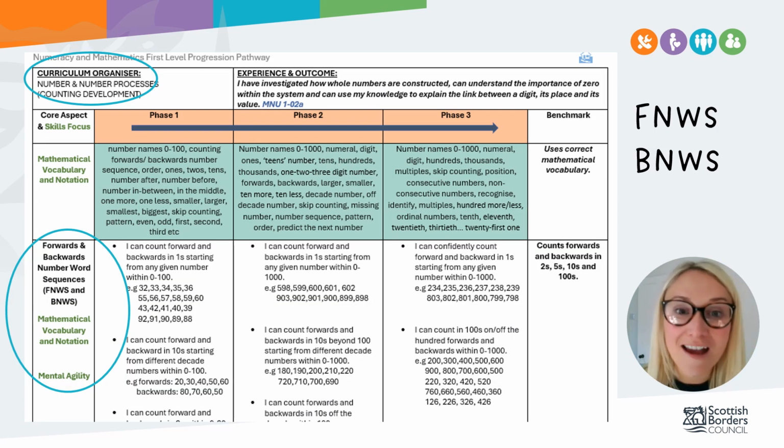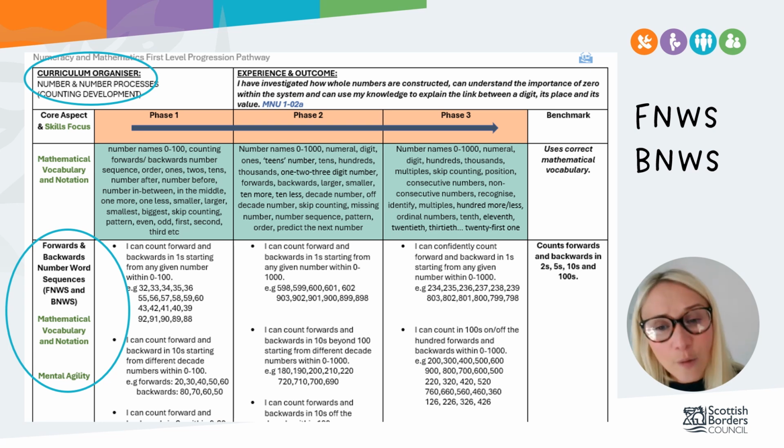Within our new progression pathway at both first and second level, there is a whole section on counting development. This outlines the key elements that you need to think about when working at that phase. Within this there is the abbreviation FNWS, which stands for forward number word sequences, so counting forwards. You will then see the abbreviation BNWS, which stands for backward number word sequences, which just means counting backwards. This language you will see reflected within SEAL, so this is where that has come from.